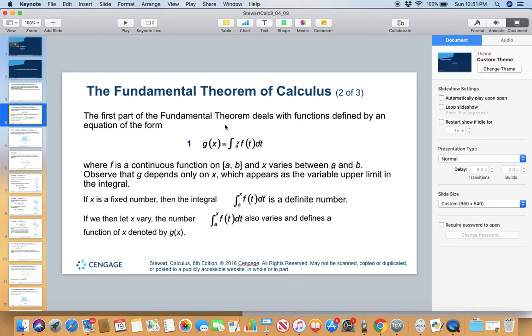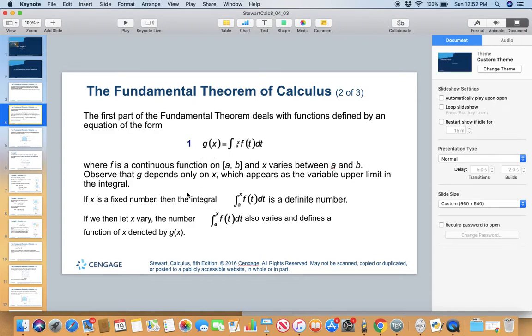The first part of the fundamental theorem deals with functions defined by an equation of the kind g(x) equals the integral from a to x of f(t) dt. So notice this is not typed correctly. A should be here, x should be there. Integral from a to x of f(t) dt, where f is a continuous function on the closed interval [a, b]. Notice it is [a, b], not [a, x]. So that is important to keep in mind. And x varies between a and b.